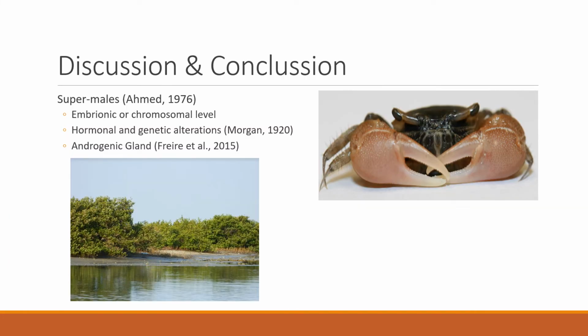The unusual morphologies have been recorded by several authors. However, the main question here is why these cases are more frequent and what is causing them? Ahmed in 1976 realized that this condition can be an abnormal case affecting an embryonic or chromosomal level, and authors like Morgan in 1920 suggested that it could be genetic alterations.